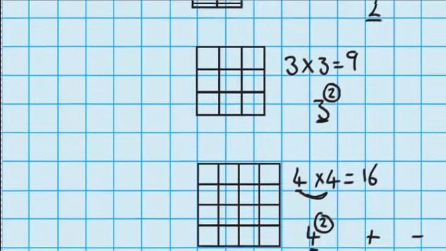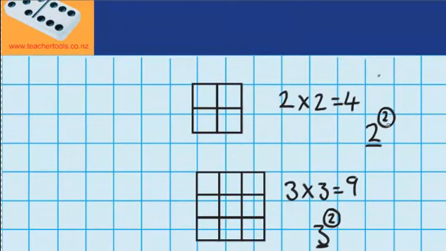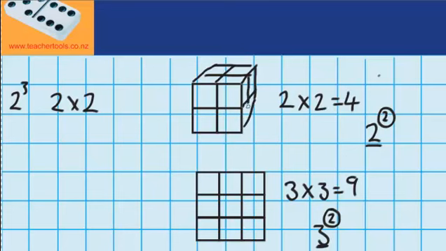Now, we've looked at numbers which have been raised to the power of 2, or squared, but you can also raise numbers by more than that. We could do this. 2 to the power of 3. Well, let's have a look at what that would look like. It would look a bit like this. It would still be 2 boxes high, this way. It would still be 2 boxes wide, but it would also have some depth to it. So you can see that this cube now goes back 2.